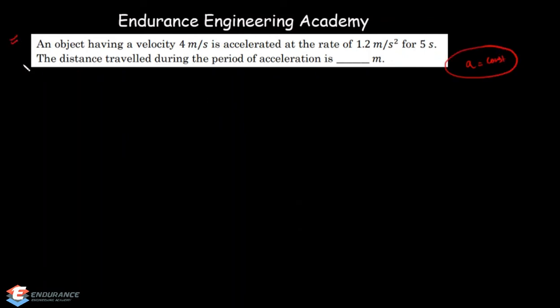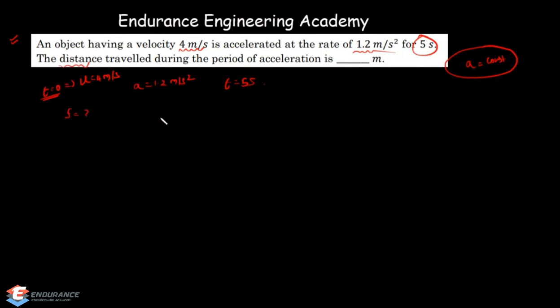So the first question: an object having a velocity of 4 meter per second is accelerated at a rate of 1.2 meter per second square. They said it is a velocity, so it's obviously the initial velocity, right? When it is starting, it is at 4 meter per second, with an acceleration of 1.2 meter per second square at time 0. After 5 seconds, they're asking what is the distance traveled.